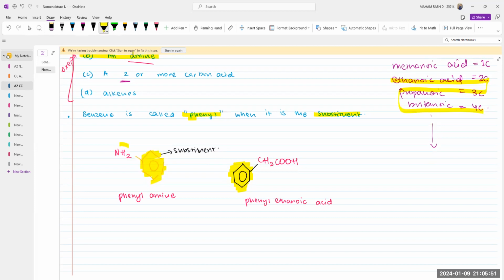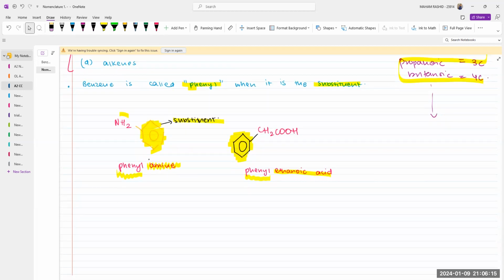So what's your root name? Ethanoic acid. And the substituent here is phenyl, which is your benzene ring, right? Get it? Yes. In this case, your root name is amine and your substituent is benzene, which is again phenyl.